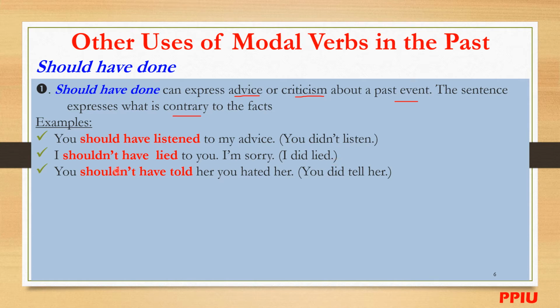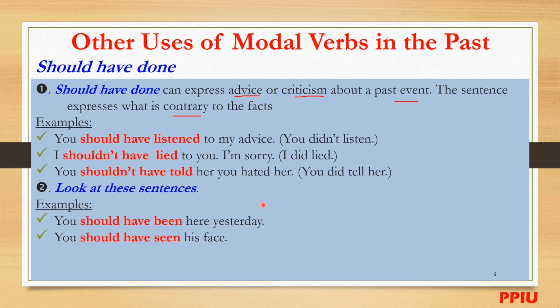"You shouldn't have told her you hated her." You did tell her. Should not have told her, but as a result, what? She was upset. She was angry with you right now. It's a possibility in here. All right? This is the thing. Let's move to the next one.